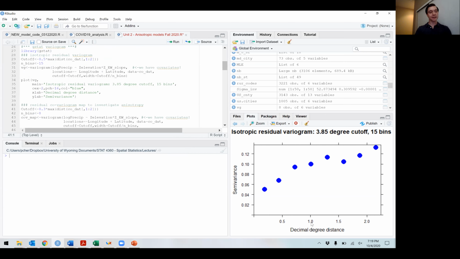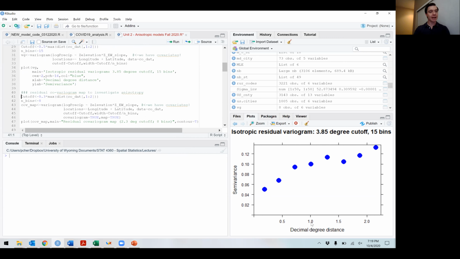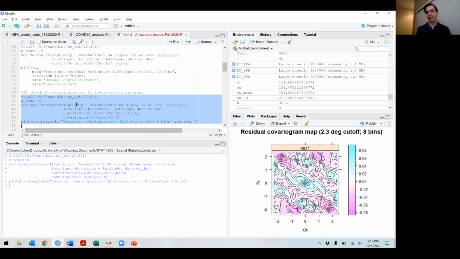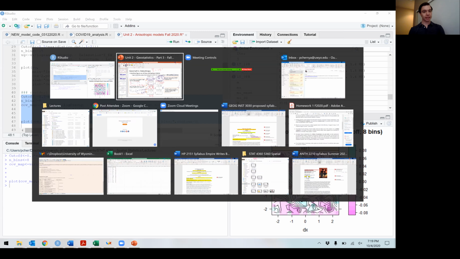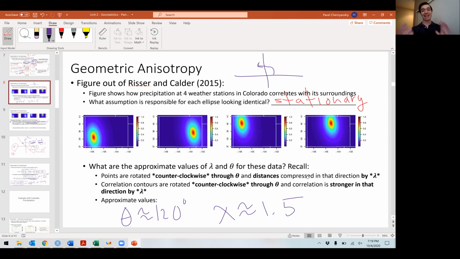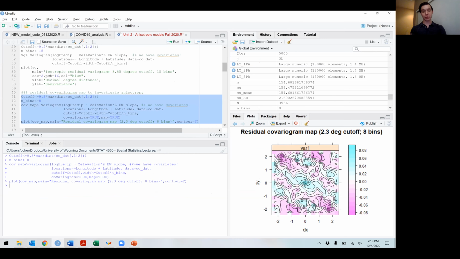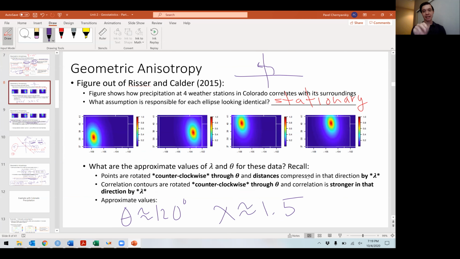This is an isotropic variogram. This is a unit on anisotropy. I have something called the covariogram map. So I'm going to estimate my covariogram map. And we know when we do that, I'm actually going to reduce my cutoff distance a bit. Keep the covariates in there. Here is my residual covariogram map. So this is picking out this direction. Now, to be clear, this is the same data. So this is the residual covariogram map that corresponds to these estimated correlation ellipses.